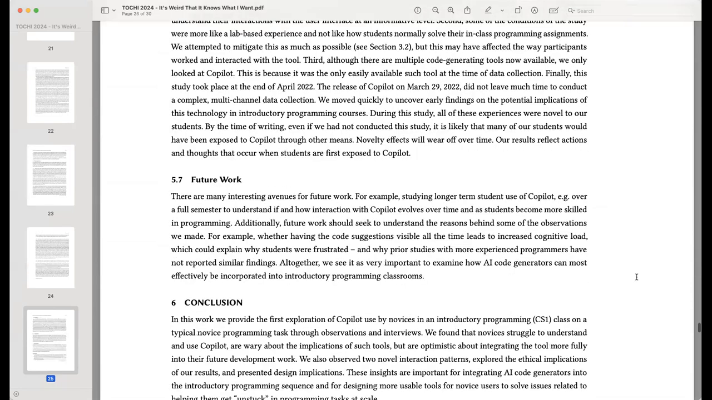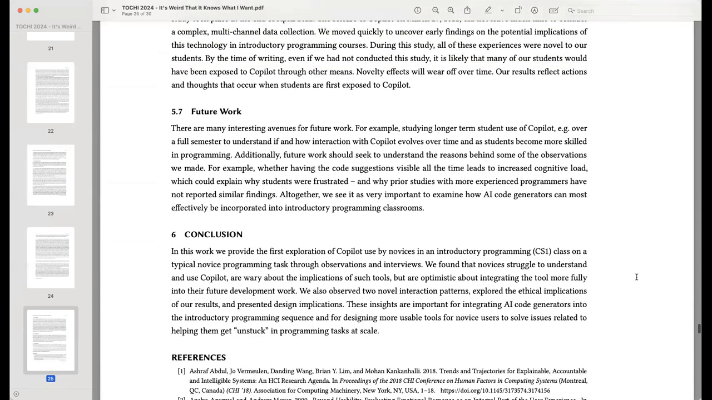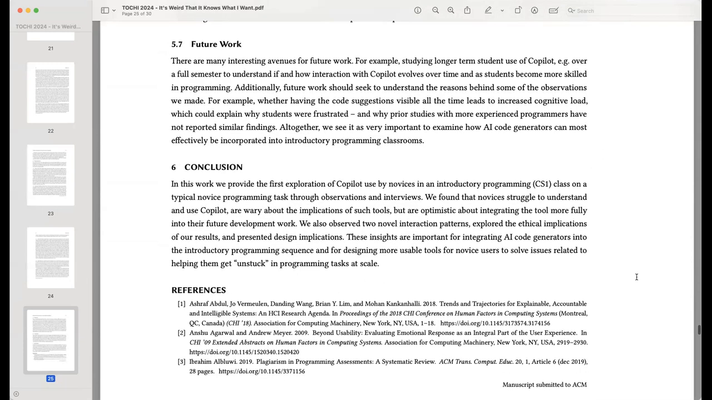So there's a lot of future work to be done, and much of it has been done since the study was conducted. We think that one of the real values here of our work is that it provides this baseline of user experience for novices with large language models from which we can base future work.